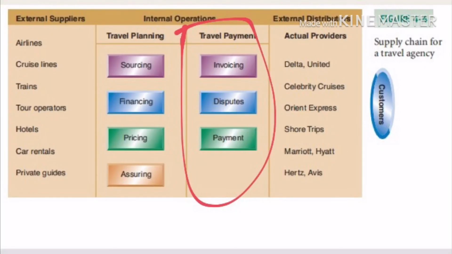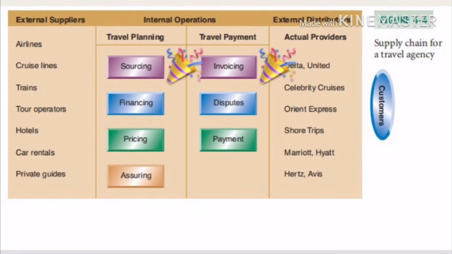So let's go now to the travel billing or travel payment. It includes invoicing, dispute resolution, and payment to suppliers. The agency creates an integrated invoice for its customer. The agency can have both commercial and private accounts. Commercial clients can often receive a consolidated invoice monthly. Most private accounts are invoiced after the trip has been booked. It can include a payment required at time of booking, with the balance due prior to the actual travel.